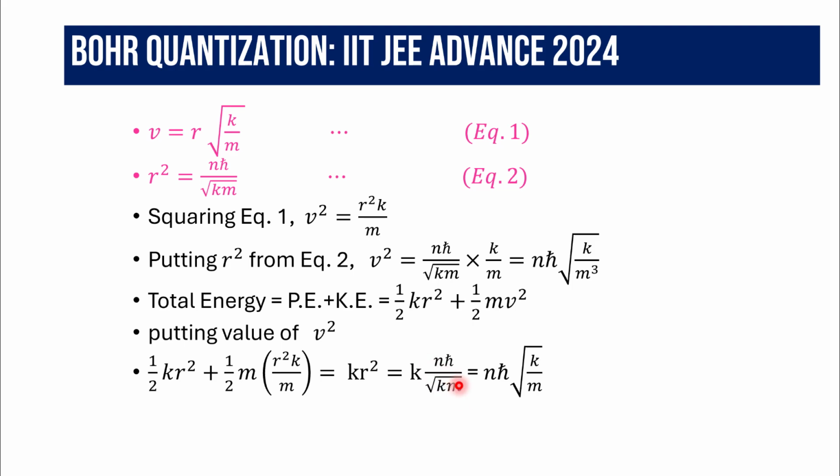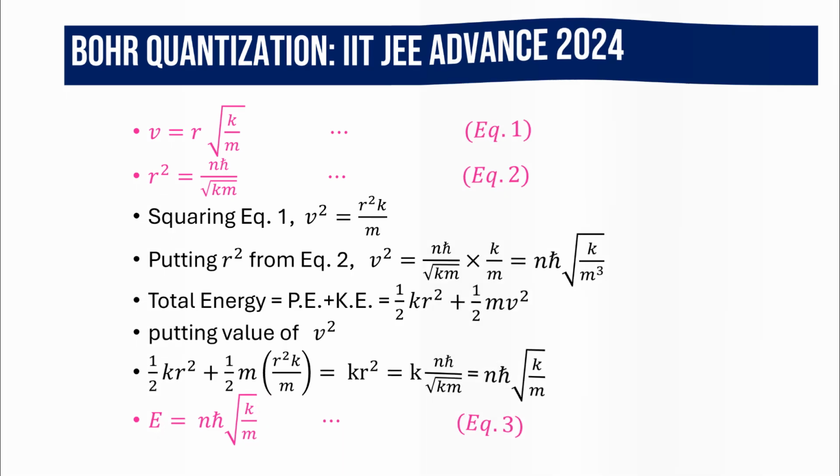Now if you further simplify, this becomes nh, and if you take this k inside the square root, then this becomes k square. So one k will cancel out, and we will have k by m. So now I know the energy, that is nh times square root of k by m.